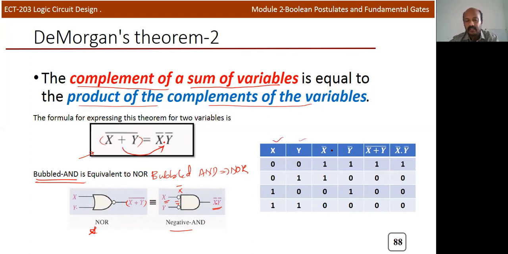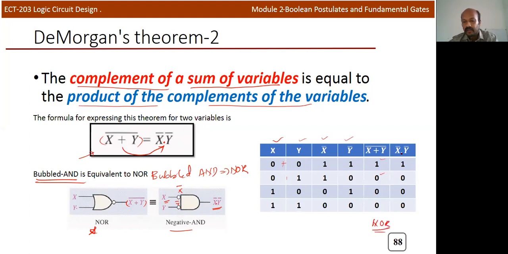Now we can prove this. First write x and y, then x bar, y bar. Then first we can calculate x plus y the whole bar. At that time we take this x plus y. If you perform here, 0 plus 0 is 0, and you need to take the complement, so it is 1. And here 0 plus 1 is 1, and you take the complement, it becomes 0. Similarly, you will get this particular column. This is equivalent to NOR.